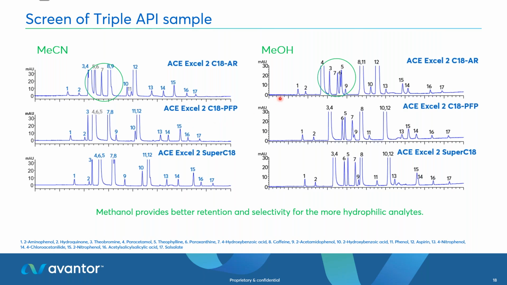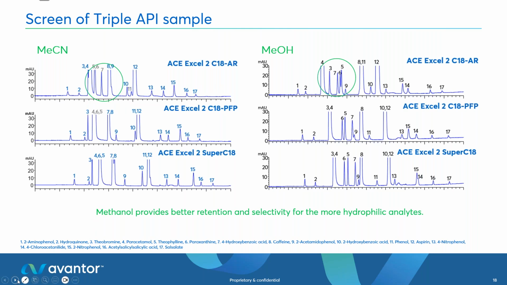In this case, we saw that methanol provided better retention and selectivity, specifically for these early eluters, so the more hydrophilic analytes, but it's dependent on what your mixture is. Sometimes acetonitrile will be way better than methanol.